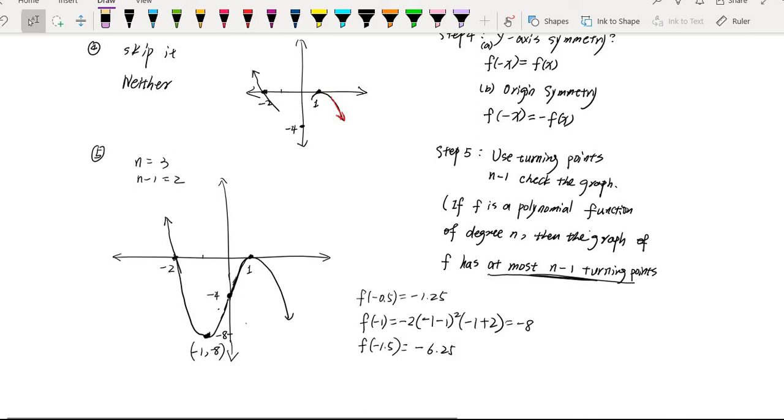Again, the main idea is you need to find your x- and y-intercepts, you need to know the end behavior, you need to know the symmetry, and then you use the turning points to check your graphs. That is the main thing you need to show work on for your test.